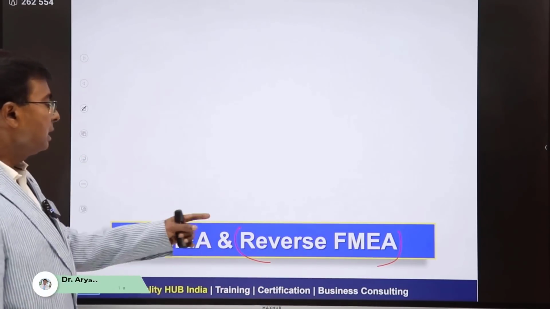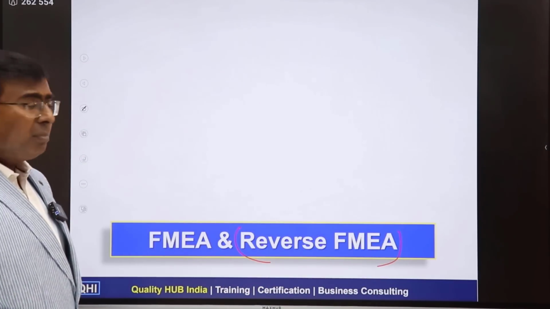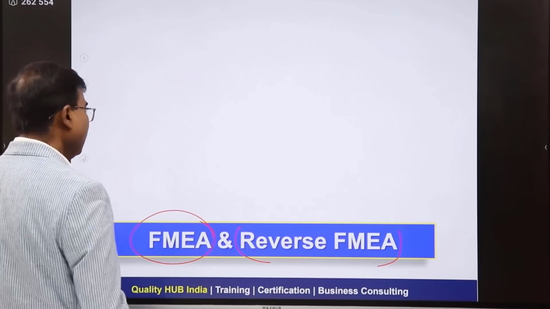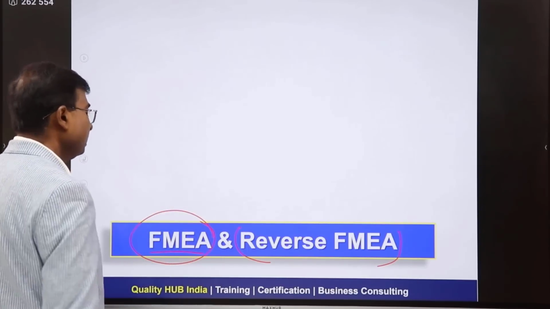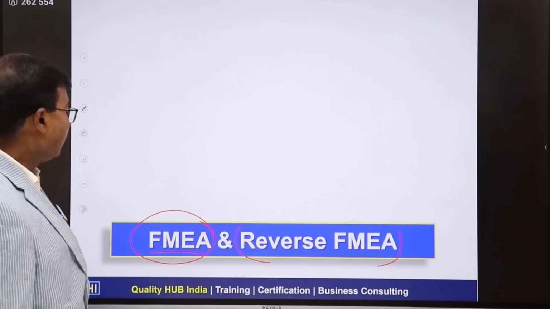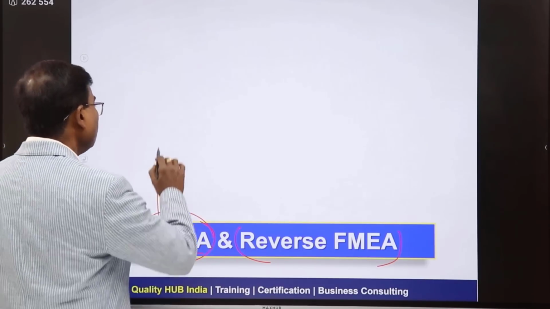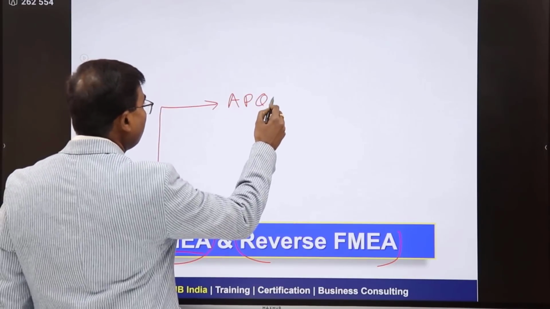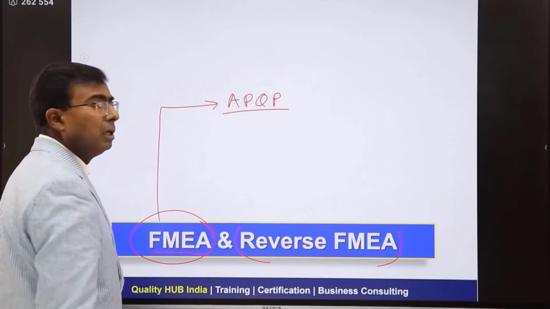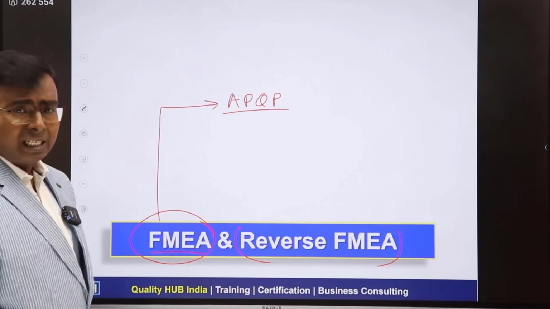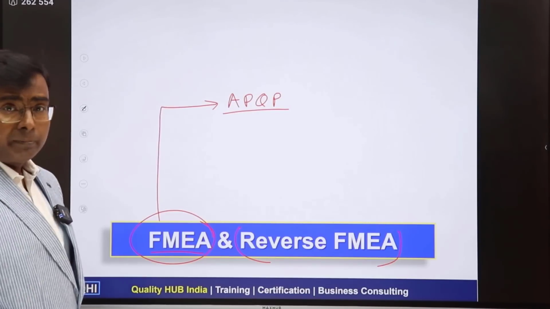So the primary focus is going to be on reverse FMEA, but before that let's talk about what exactly is FMEA. So failure mode and effect analysis, it is an important tool, part of 6 core tools, and this is a proactive tool used during APQP activity, advanced product quality planning, or in a broader sense we can say during the product development activity we use FMEA primarily for design FMEA and process FMEA.